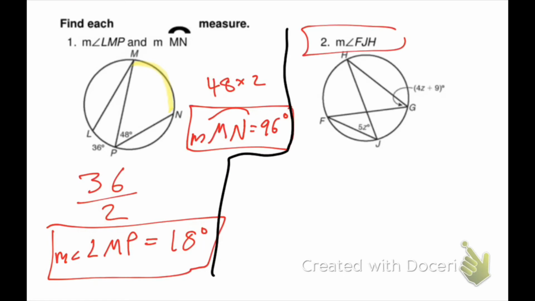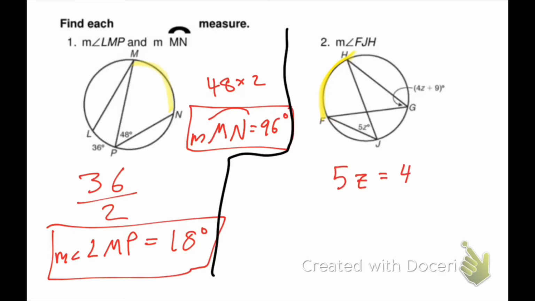Example 2, let's solve for the measure of FJH. FJH, this angle right there. Well, notice that these two angles reach up to the same arc right there. So since they go to the same arc, reach up and grab the same football, those angle measurements must be equal. So I can write a little equation.